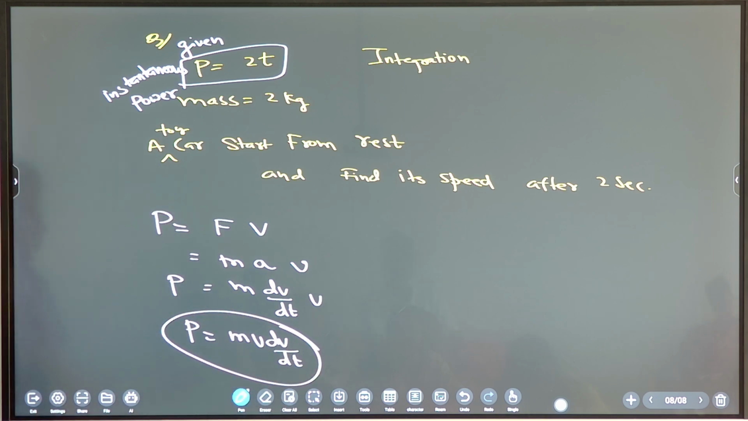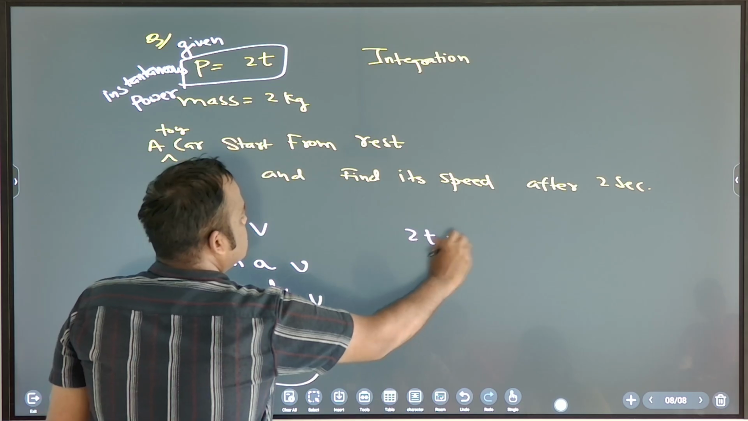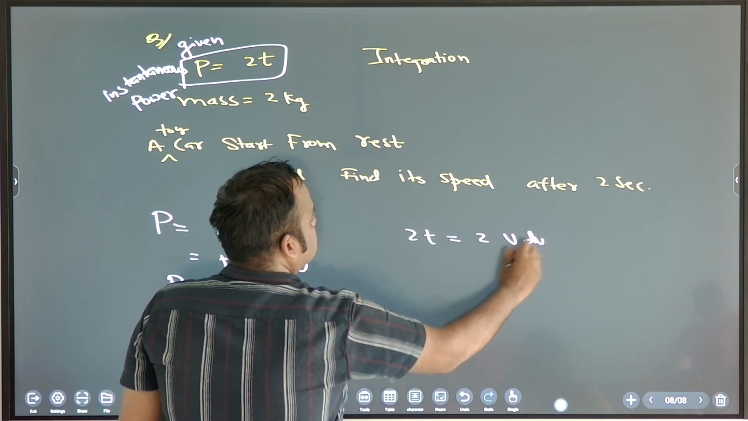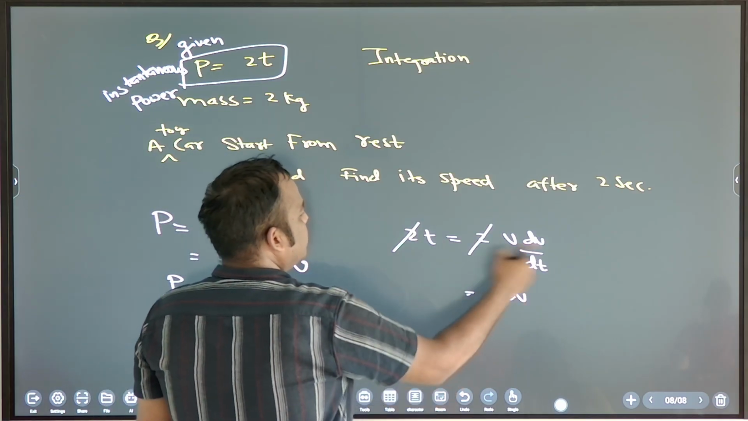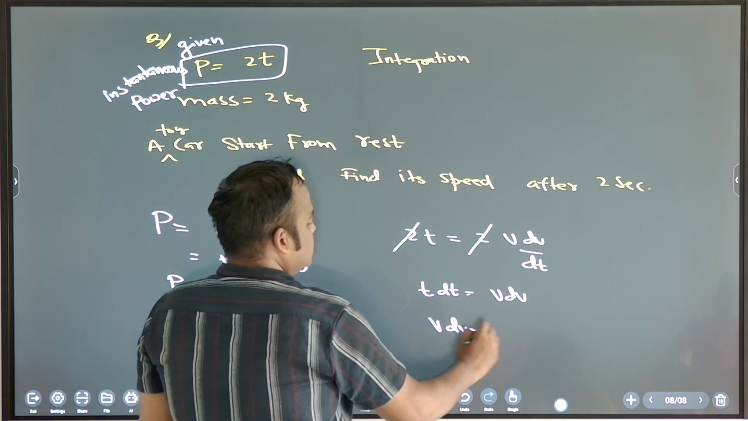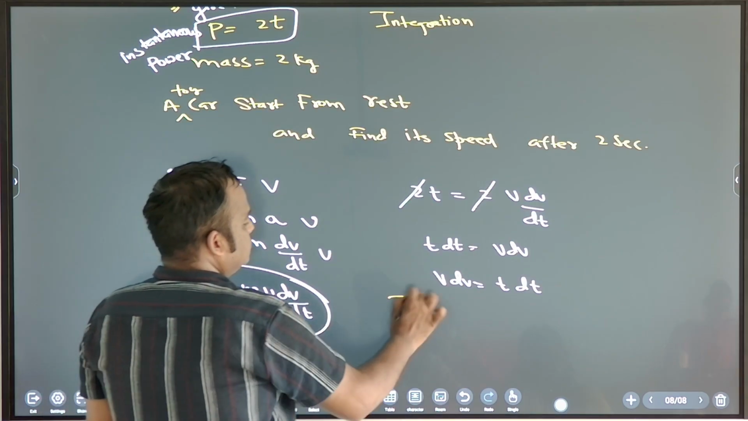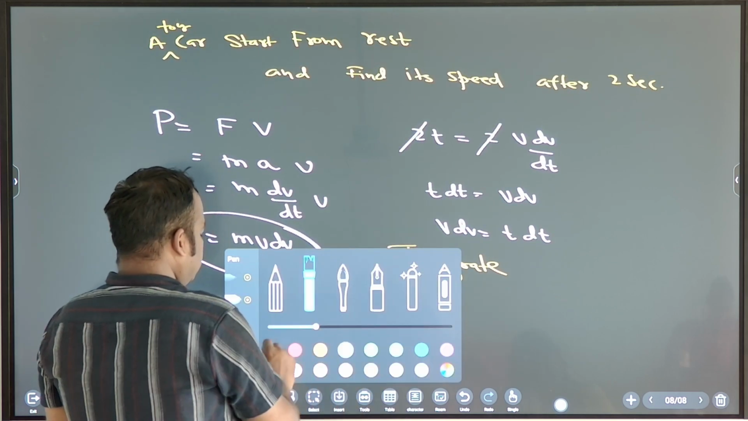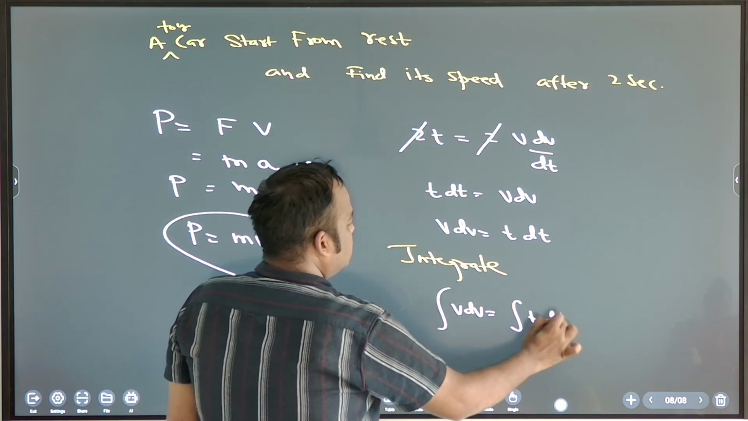Now substitute here. Power is equal to 2t. So 2t is equal to mass, which is also 2, times v dV by dt. The 2s cancel. So what is v dV? v dV is equal to t dt. Now integrate on both sides. Integration of v dV is equal to integration of t dt.